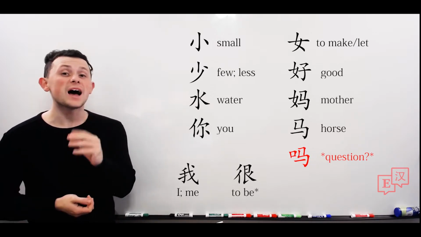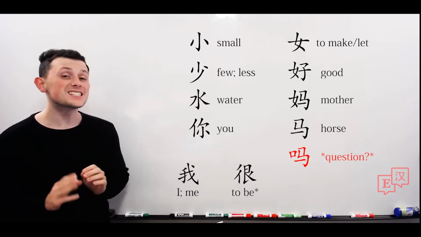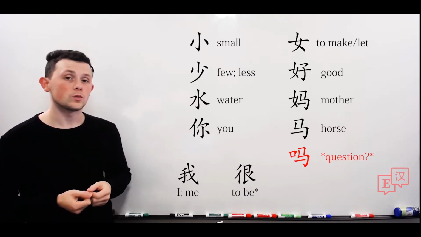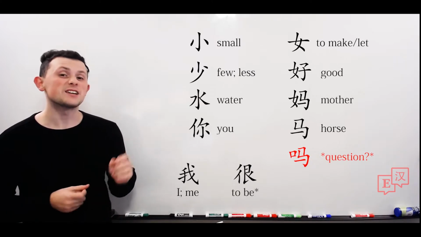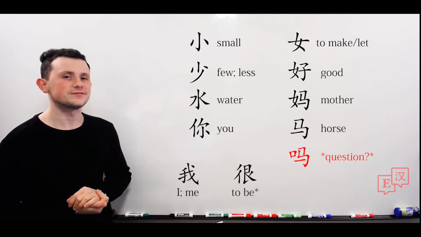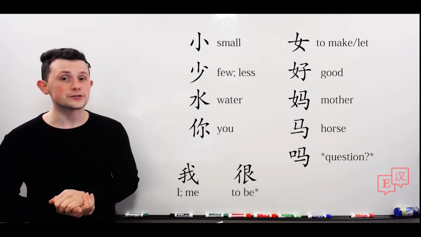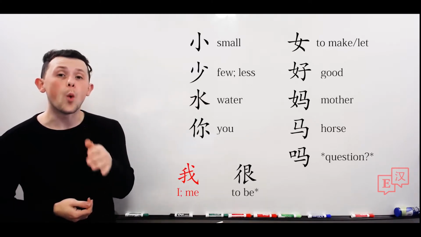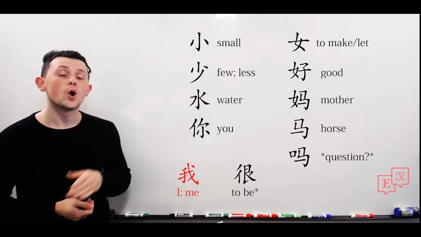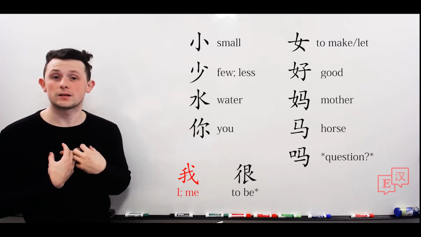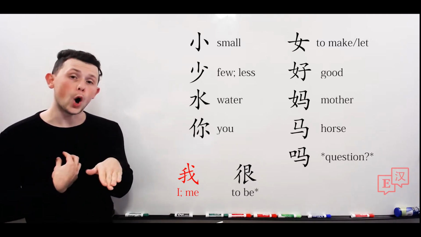However, notice ma has no tone. This character with the ko and the horse is the question word. We add it to the end of any sentence at all, and it turns it into a question. Now we have 3 more characters. First, 我. 我. This is how we express I, or me, myself.